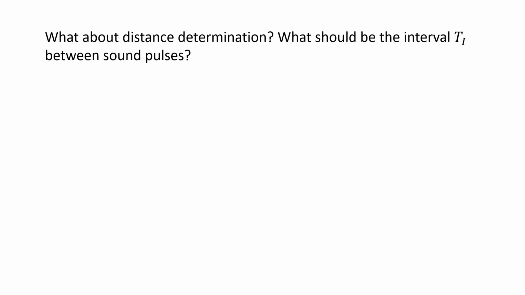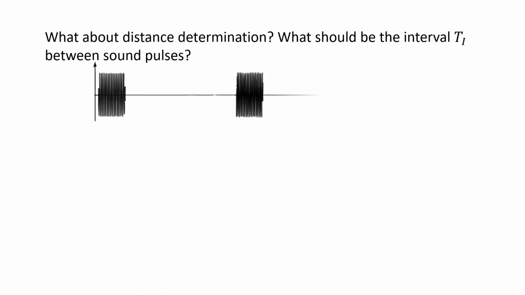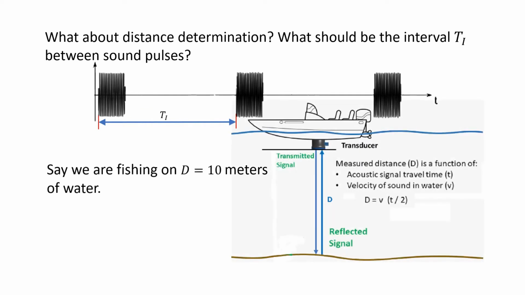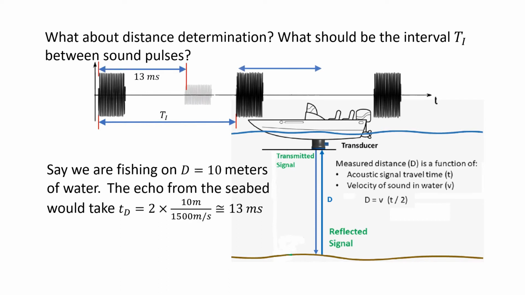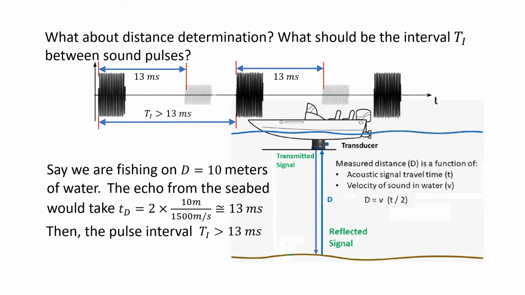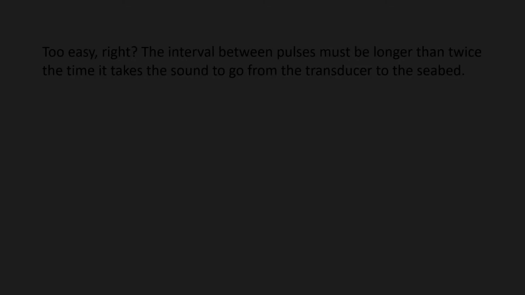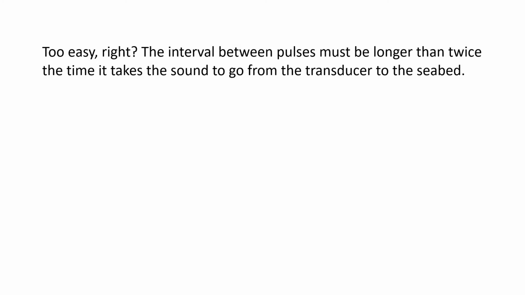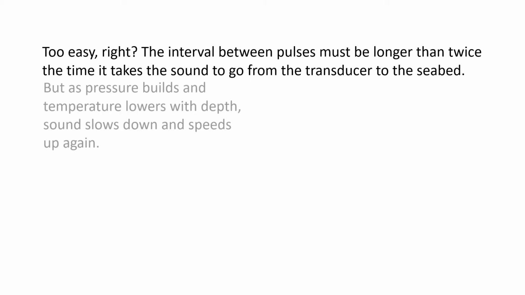What about distance determination? What should be the interval T sub I between pulses? Say we're fishing on a depth D equal 10 meters of water. The echo from the seabed would take a time T sub D equal 13 milliseconds. Then the pulse interval should be greater than 30 milliseconds. Too easy, right? The interval between pulses must be longer than twice the time it takes the sound to go from the transducer to the seabed.